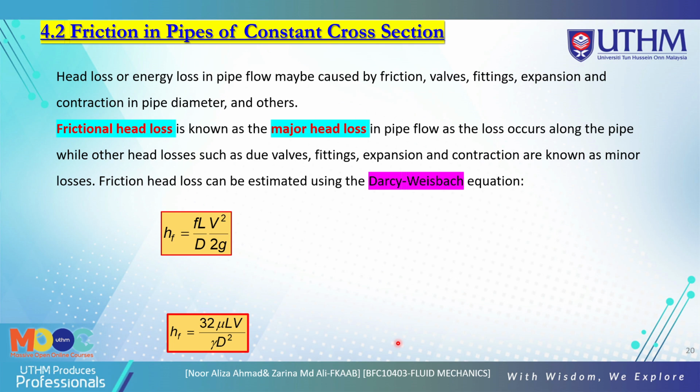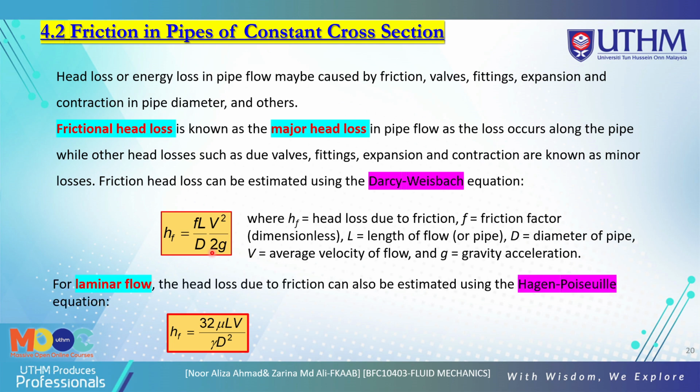Head loss or energy loss in pipe flow may be caused by friction, valves, fittings, expansion, contraction in pipes, diameter, and others. Frictional head loss is known as the major head loss, as the loss occurs along the pipe, while other head losses such as valves, fittings, expansion, and contraction are known as minor losses. This can be estimated using the Darcy-Weisbach equation. HF is equal to FLV squared over 2GD. This is the formula for HF.